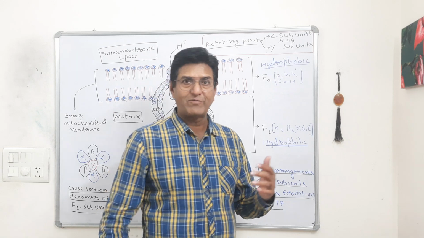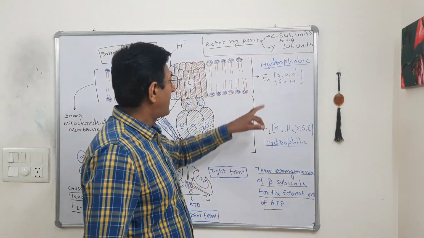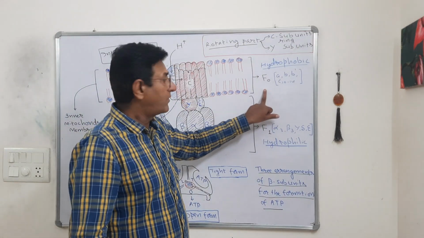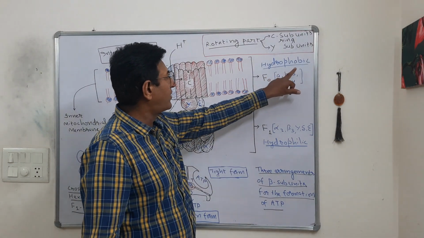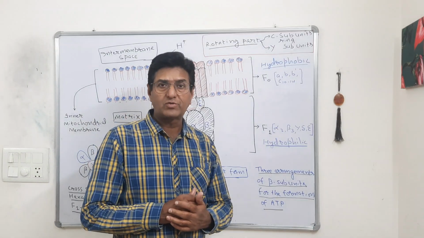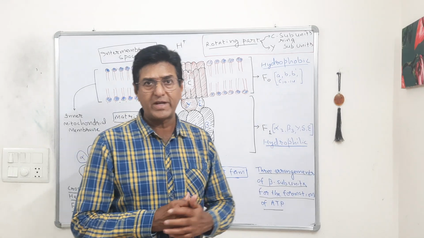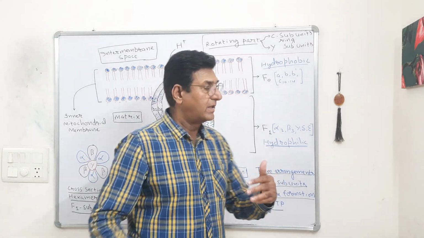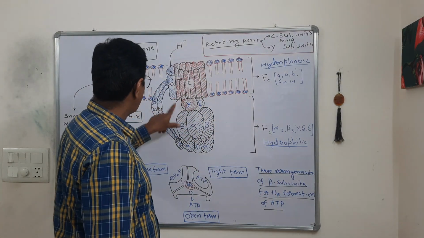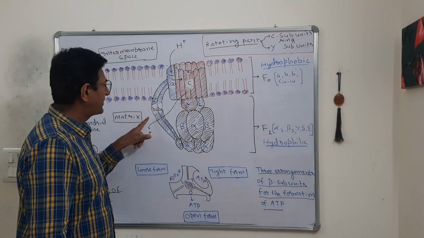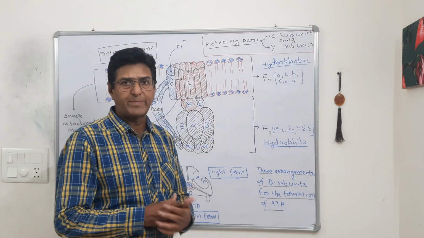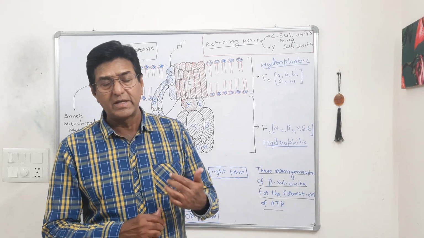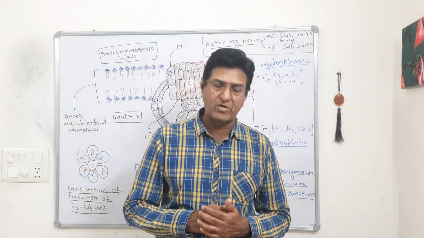Come to the structure of oxysome. There are two distinct parts of oxysome, F0 particle and F1 particle. F0 particle is hydrophobic in nature and it consists of three types of polypeptide chain, A, B and C. There is single A polypeptide chain, 2 B polypeptide chain and 10 to 14, 10 to 15 C polypeptide chain. And C polypeptide chains make the ring-like structure of oxysome.